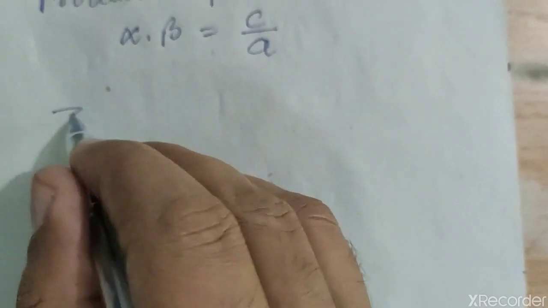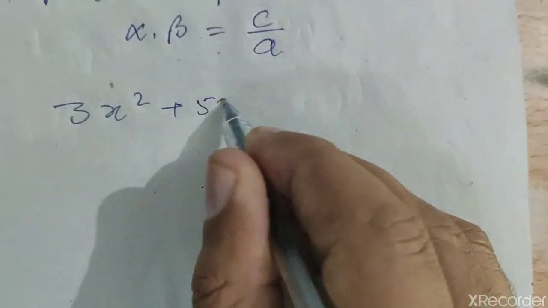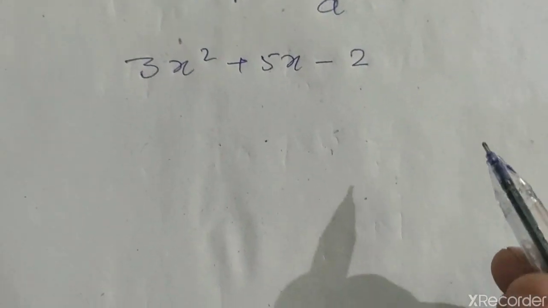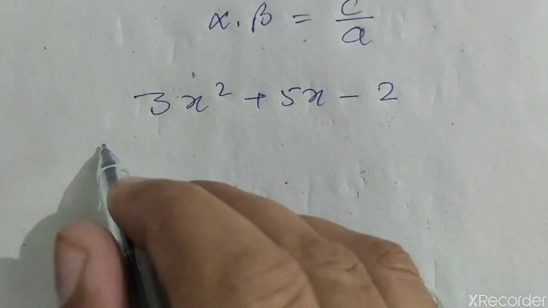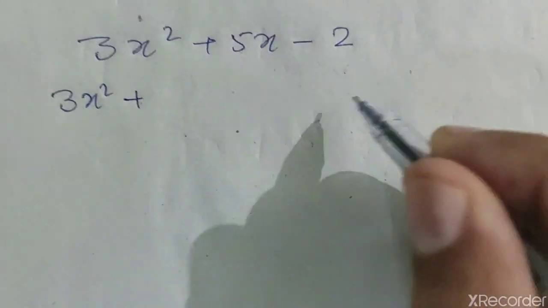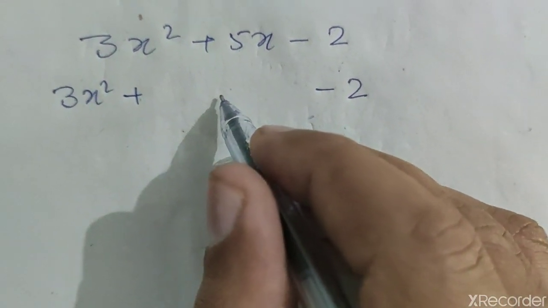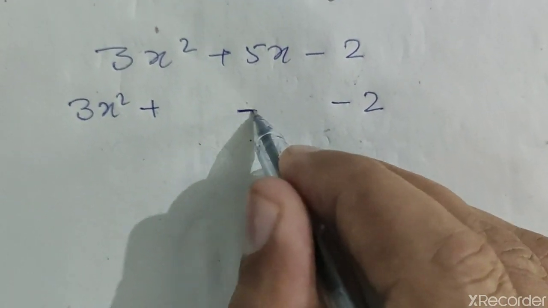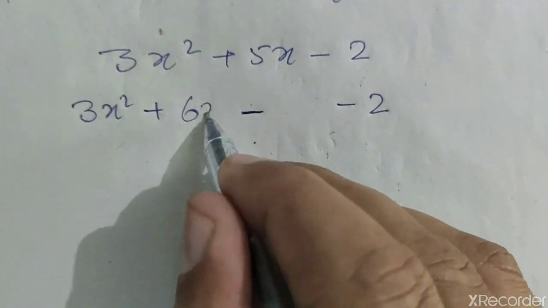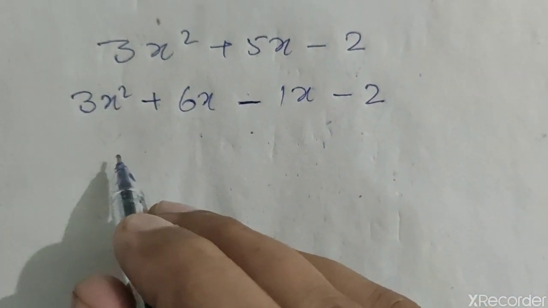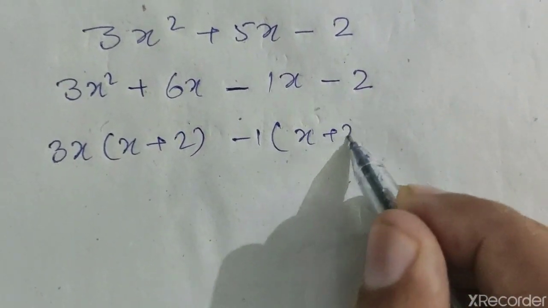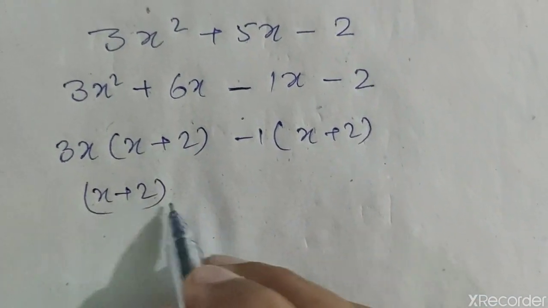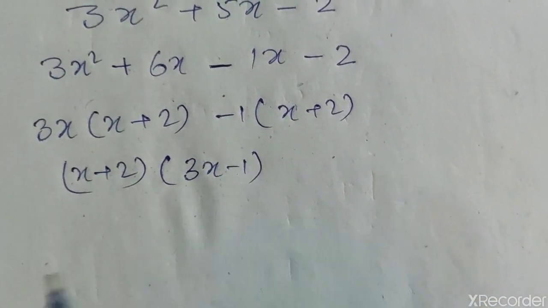Like a question I am taking: 3x square plus 5x minus 2. Its factorization will give us the zeros of this polynomial. So we split the middle term as plus 6x and minus 1x. So 3x is common, x plus 2, minus 1 is common, x plus 2. So x plus 2 is again common, 3x minus 1.